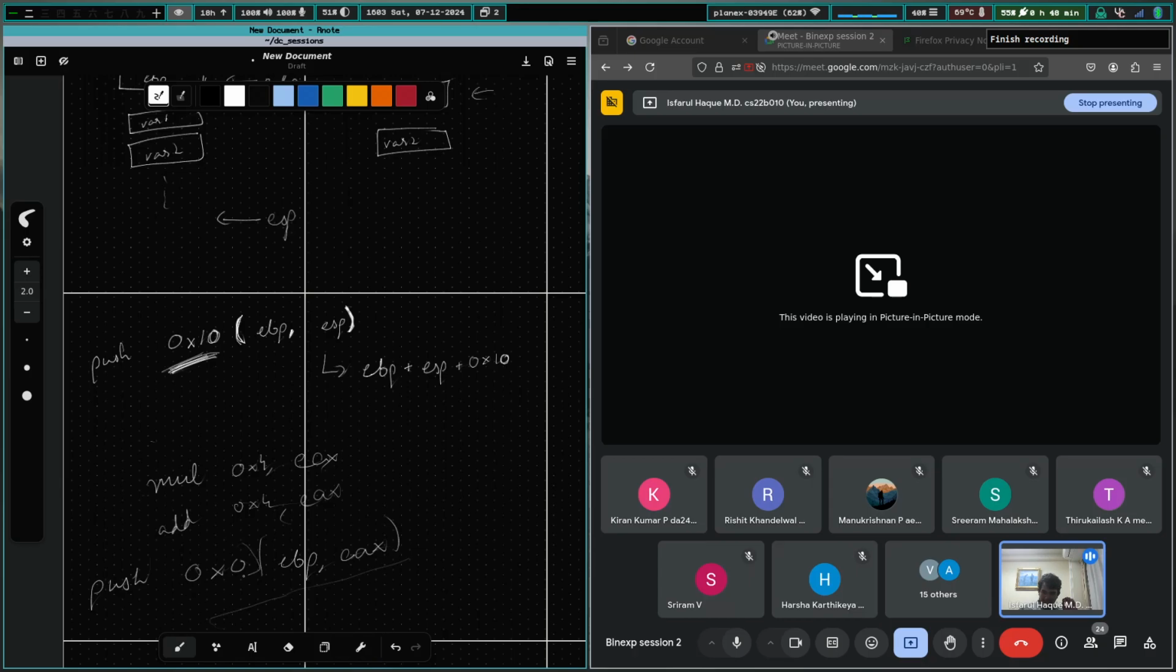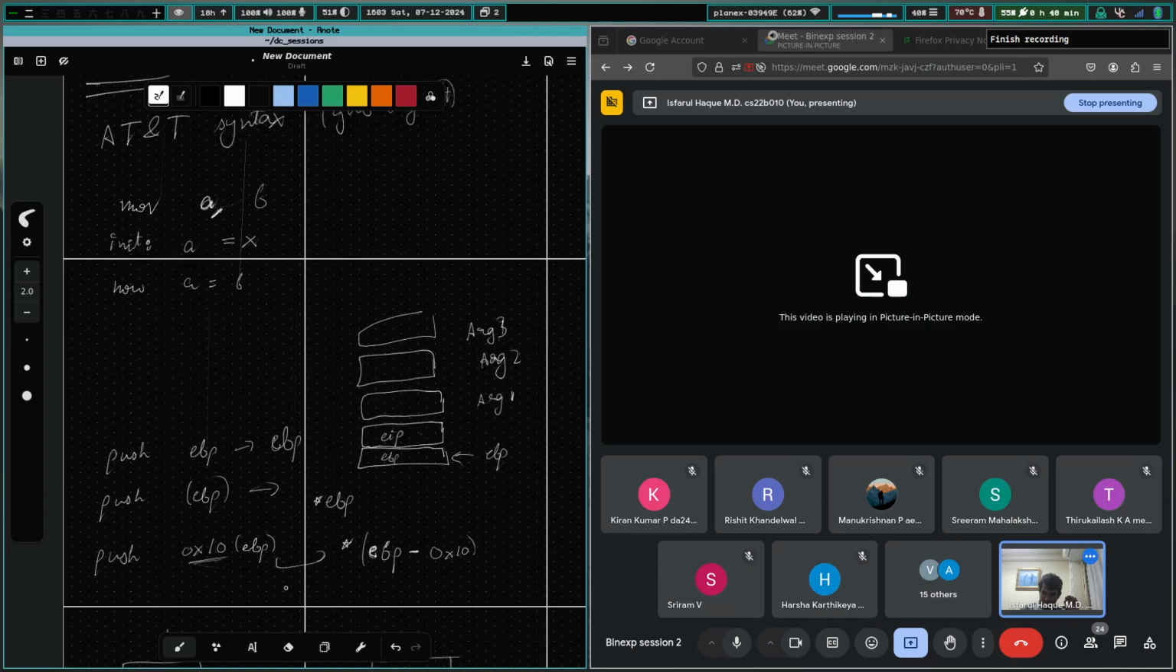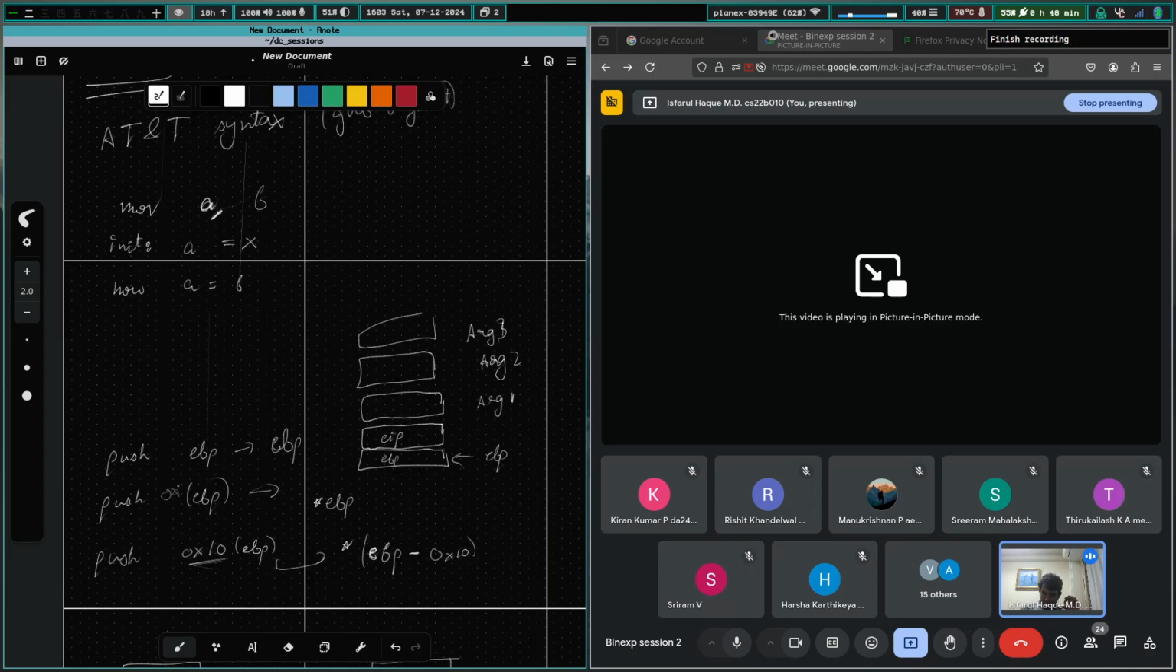By the way, this number is optional. If it's zero, you can choose to not write it, similar to how we did not write it here. Implicit 0x0.